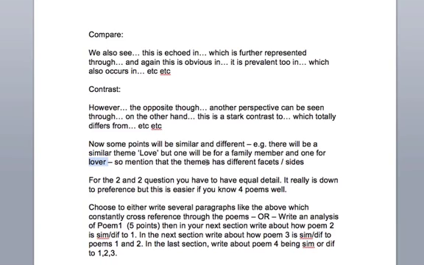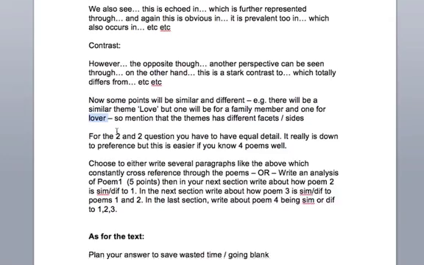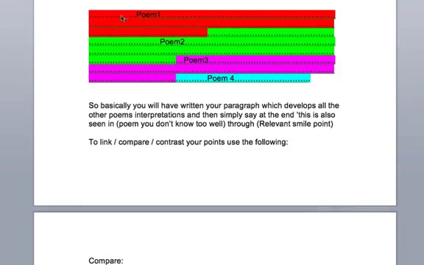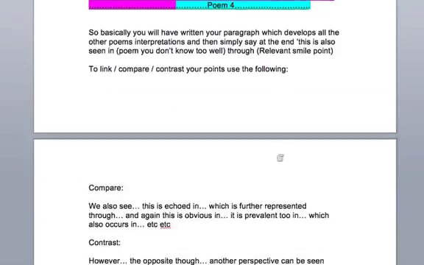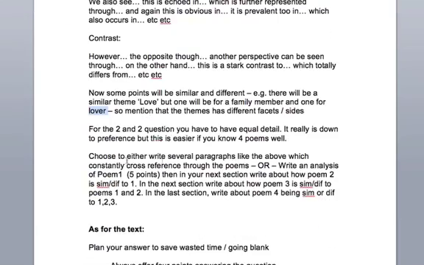So mention that the theme is the same, but obviously shown through a different facet. That's a really easy way to compare and contrast. Now, you can do the above mentioned with the 4 all in one paragraph, or there's another way of doing it, which not many people do, but obviously it might suit your style.